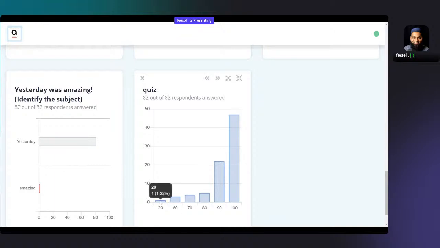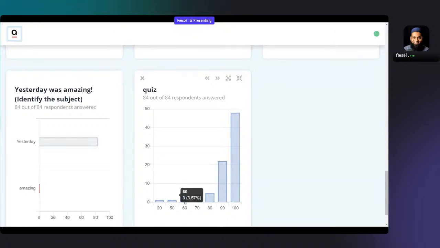So okay, 20 marks, who achieved that? How many? Okay, 1%. 50 marks, one person. Okay, three people. 4.76%. 80 marks, 5.95%. 90 marks, 26.19%. And 100 marks, 57.14%. That's wonderful. That's not bad. That's really good.